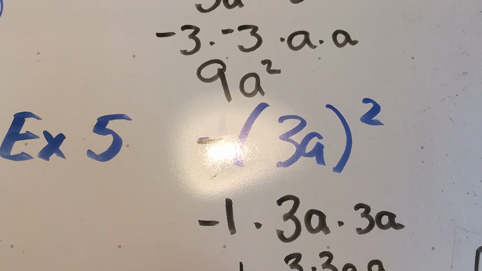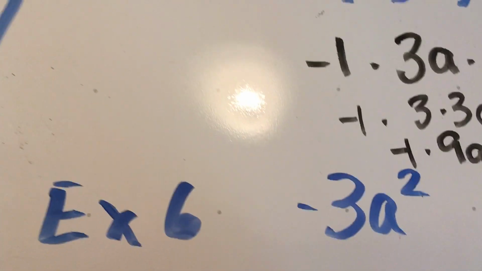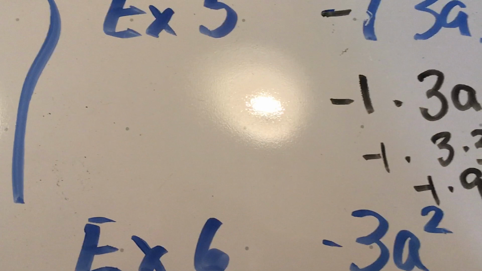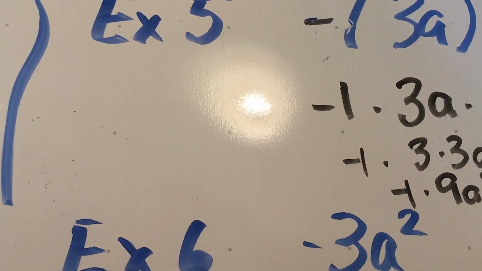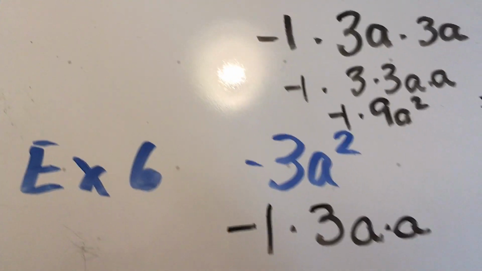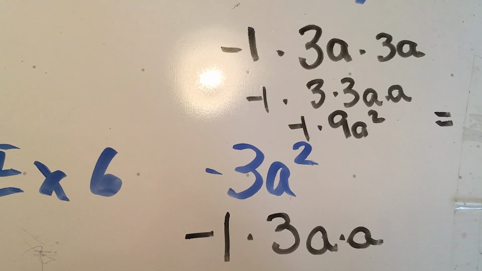Okay. Last problem. This problem says the opposite of 3a squared. If we wrote that in expanded form, it would be like taking negative 1 times 3 times a times a. Okay. Those are the basics of the problems.